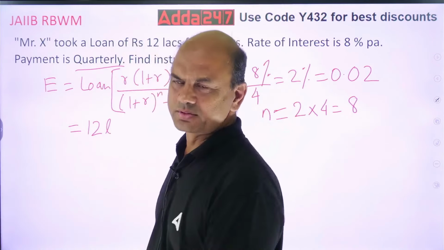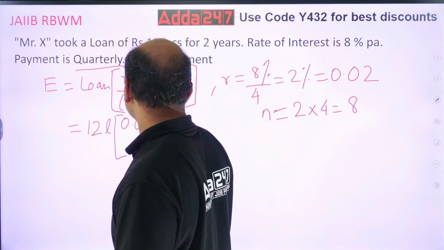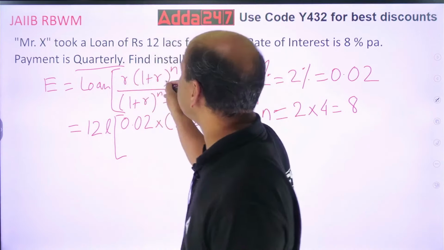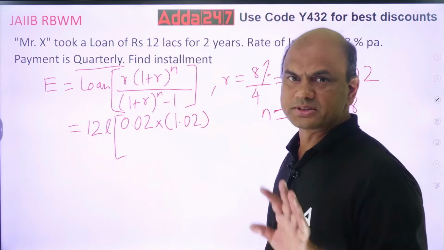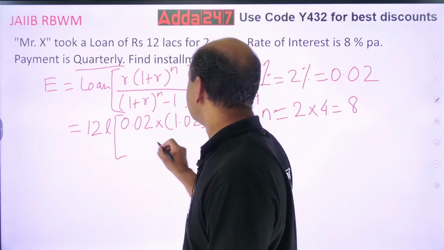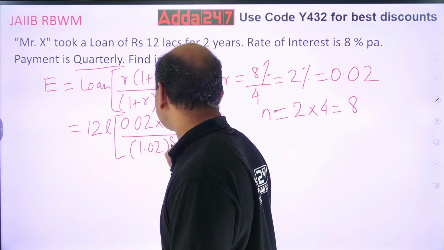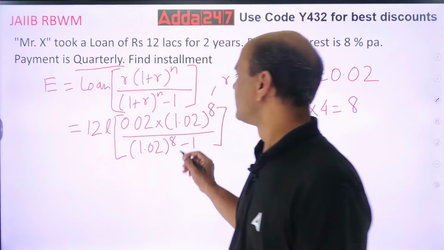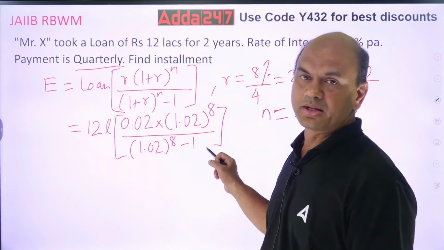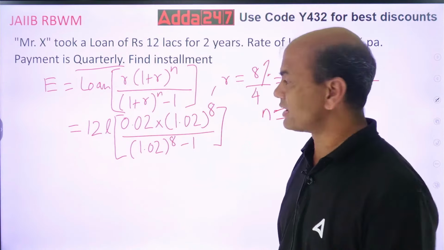Now what is the answer for this? R is 0.02. So 0.02 into 1.02, that is 1 plus 0.02, raised to n. What is n? 8. The whole upon 1.02 raised to 8 minus 1. Getting this? Clear this part? Find this figure and write it somewhere, because this is very important. You will be needing it again and again.